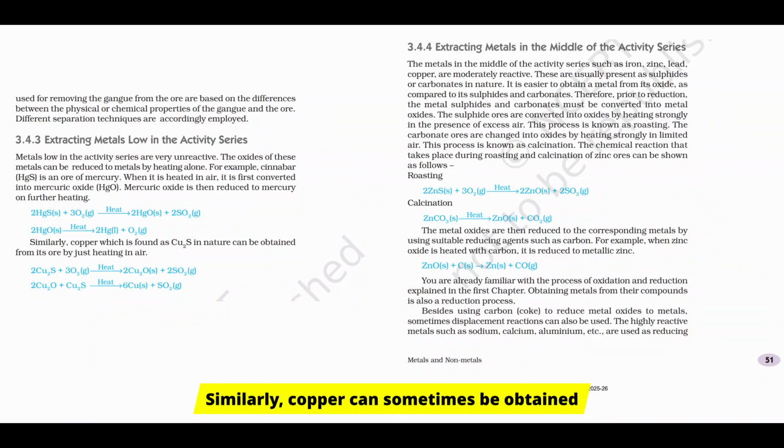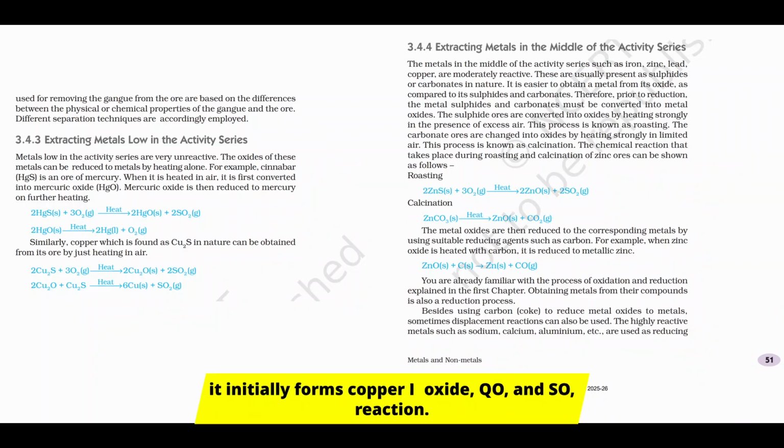Similarly, copper can sometimes be obtained from its sulfide ore, copper I sulfide, Cu2S, also known as copper glance. When copper sulfide is heated in air, roasting, it initially forms copper I oxide, Cu2O, and SO2. Reaction: 2Cu2S + 3O2 → 2Cu2O + 2SO2.